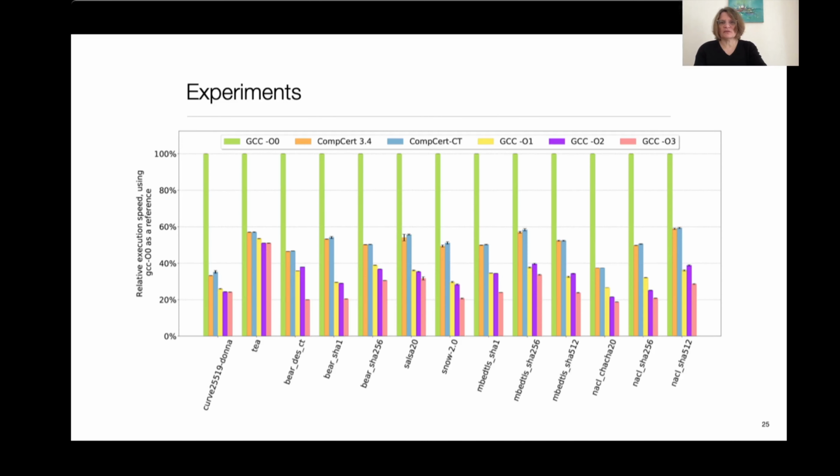A few words about the experiment we conducted. So when you have a Coq development, you have a proof, but you also have software, the compiler. So we were able, thanks to the extraction facility of Coq, to extract our compiler into OCaml code and to run this OCaml code.